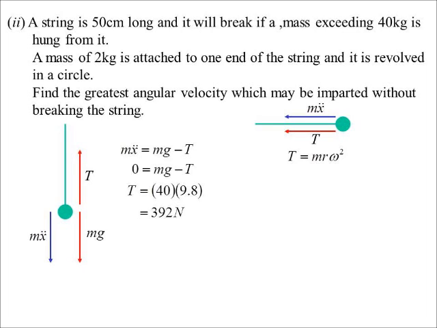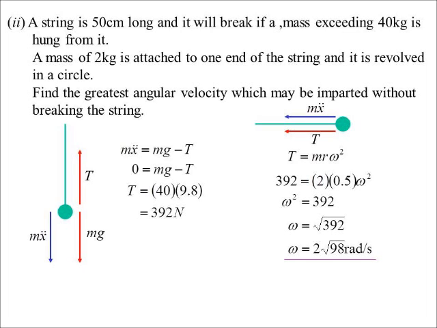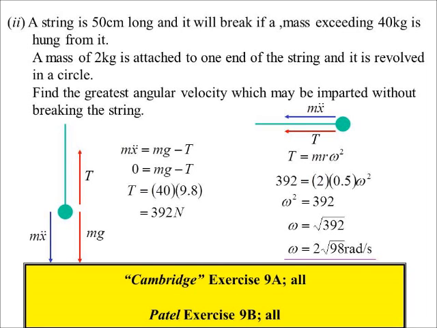Well, we know how much it can handle. It can handle 392 newtons. So let's sub that in. The mass hasn't changed. The radius or the length of the string hasn't changed. But now we know what sort of speed it can handle. So we end up with 2 root 98 radians per second I can spin it at before the string will break. That will do us for now.